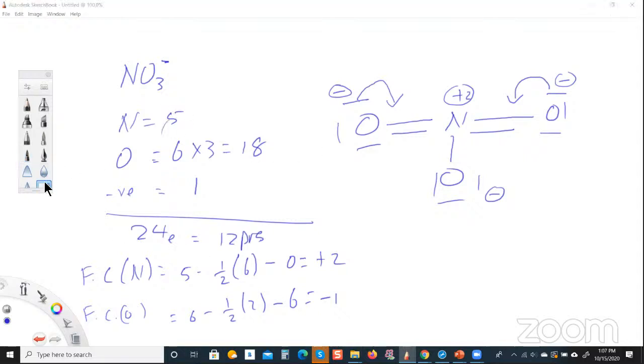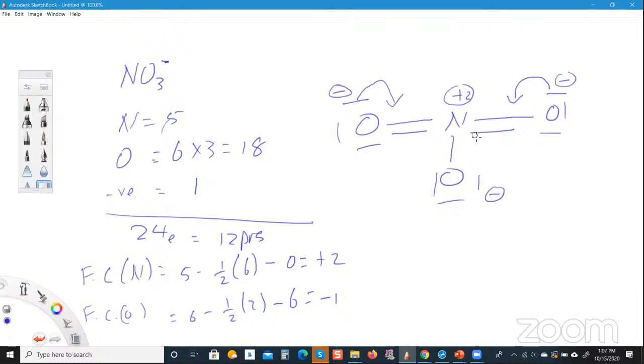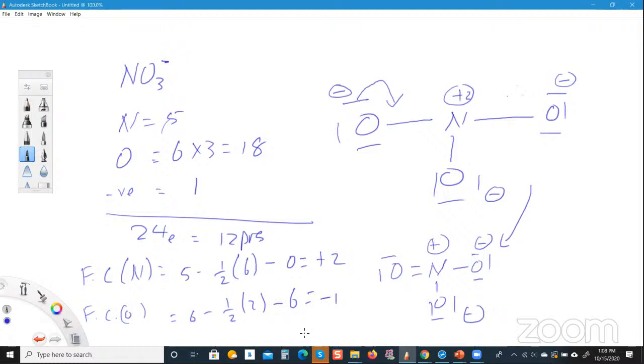Let me erase this here. What's going to happen is only one of these double bonds will be formed. I do this every semester and students fall for it every time. So the final answer is going to be O double bond N. Now here, the 2 plus charge will be reduced to +1, and then this will be minus, and this would be minus. So this would actually be the final answer.